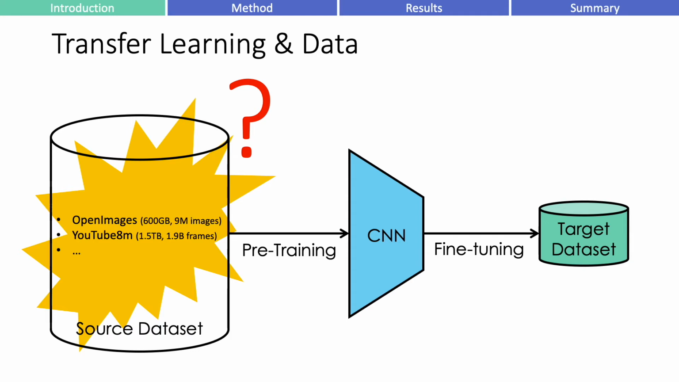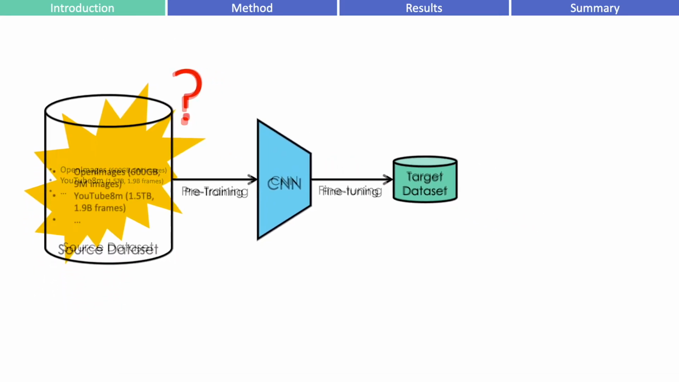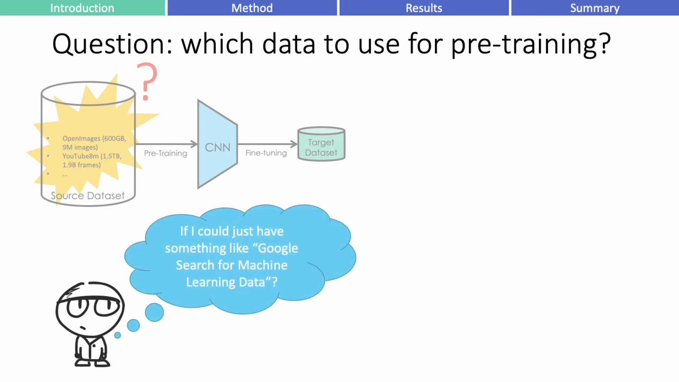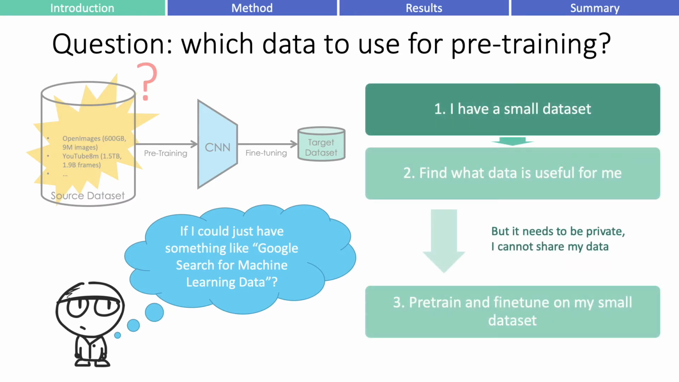Moreover, recent works have also shown that it's not necessarily the case that using more pre-training data will improve the performance of downstream tasks. So a problem we face is how do we know which data to use for pre-training? Can we have something like a search engine to find the most useful data? We explored this in our work.